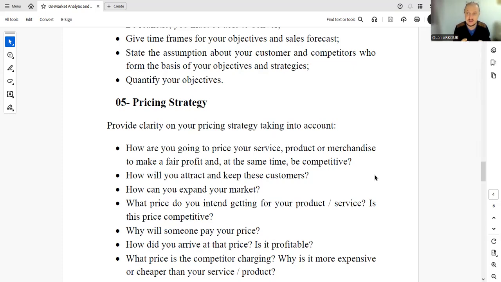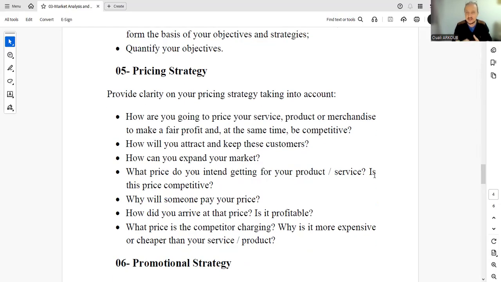How can you expand your market? What price do you intend to get for your product or service? Is this price competitive or not? This is a very important question. Why will someone pay your price? It's important to study not only the economic price but also the psychological price for the customer. How did you arrive at the price? Is it profitable?